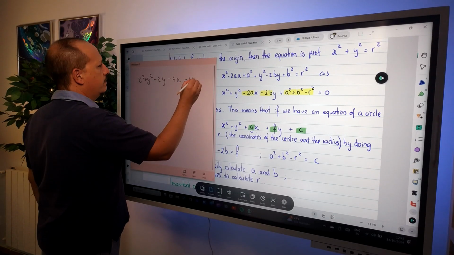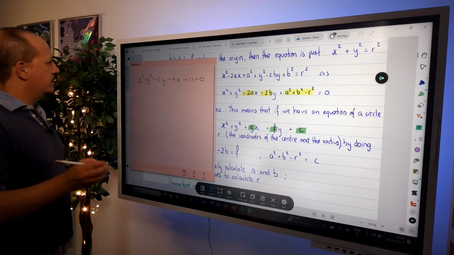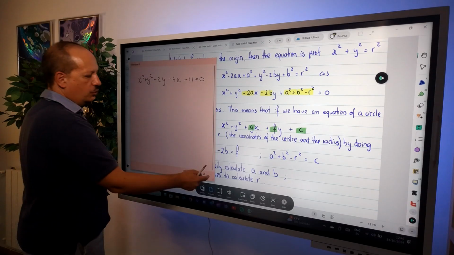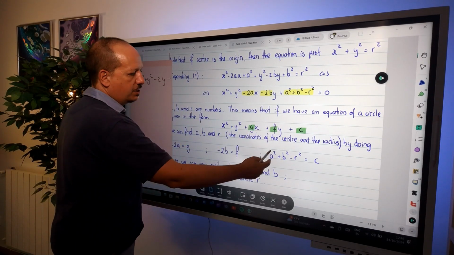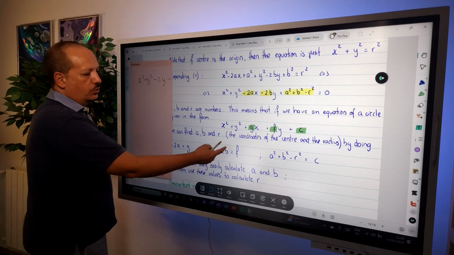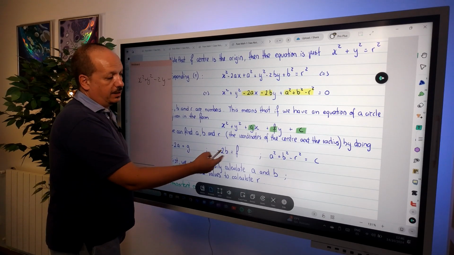Let's see if this works. Equals 0. If this works in simple terms, whatever the coefficient of y is going to be, let's see over here, whatever the coefficient of y is going to be linked to the y-coordinate of the center of the circle by this.